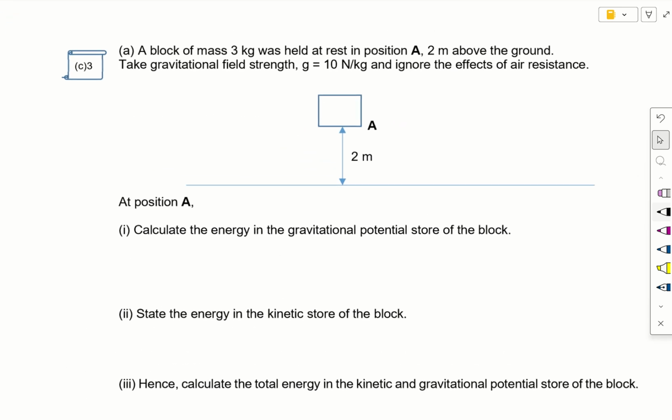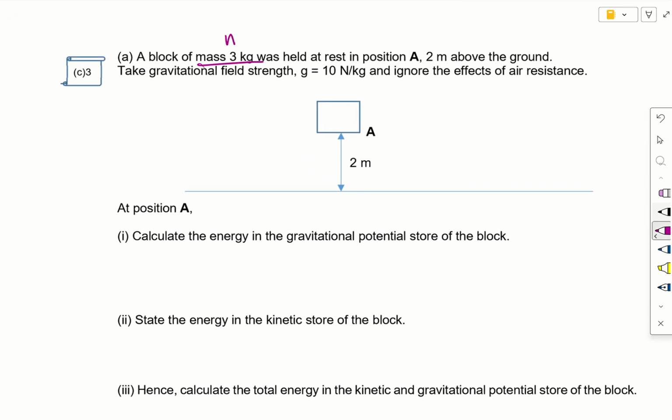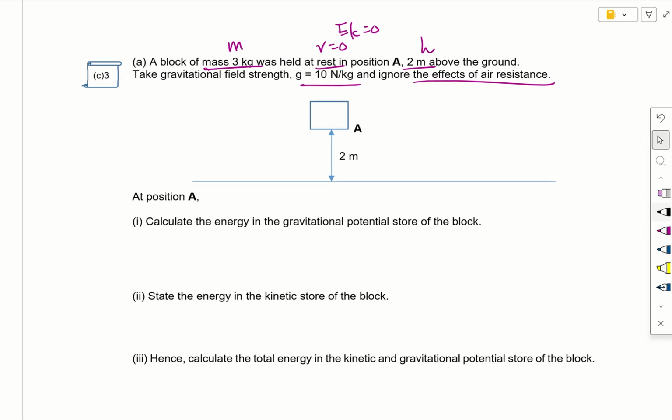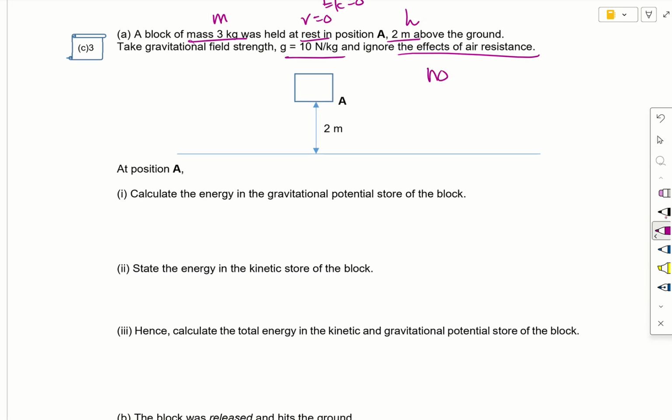Okay, question C3, a block of mass 3 kg, so this is my M, was held at rest. That means V equals 0, that means EK is 0, in position A, and it's 2 meters above the ground. So this is my height. Everything is in SI units. Take g to be 10 newton per kg and ignore the effects of air resistance. So I don't need to care about energy being transferred to the internal store of the surroundings.